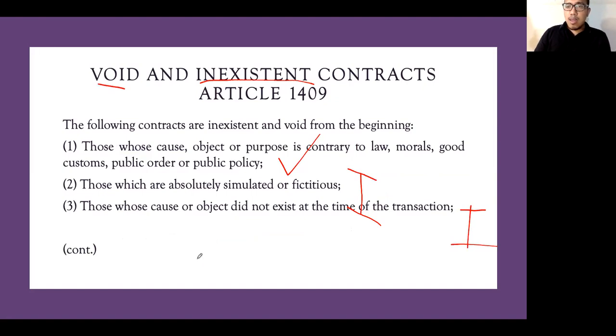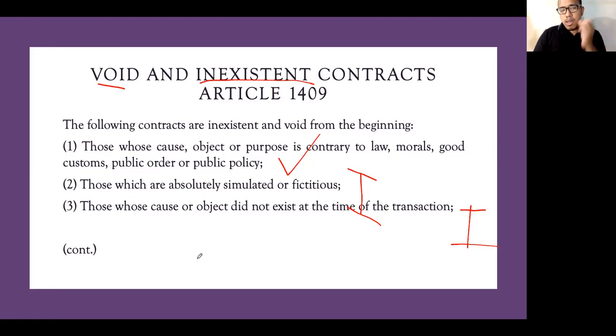Number one, alam na natin to, no? This is not the first time that we encounter this series of words: law, morals, good customs, public order, public policy. So kung ang cause, object, or purpose mo ay contrary to those enumeration, we all know the effect, it is illegal, and it will render it void.